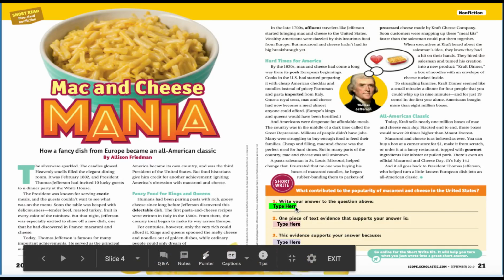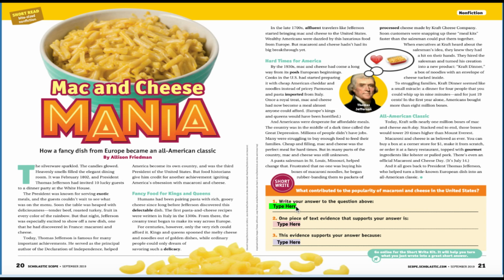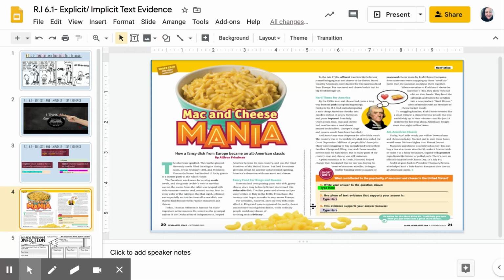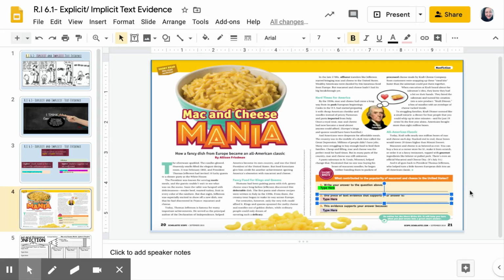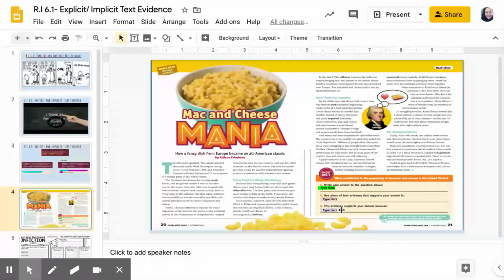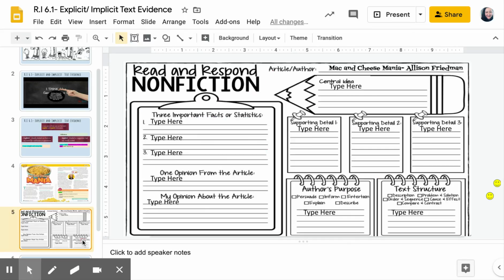So one says, write your answer here to the question above. So you're going to put it in edit mode. You'll click and you can type in your answer. Here it says one piece of text evidence that supports your answer. So whatever you answer here, you're going to find evidence from the text that supports it, and then why the evidence supports your answer.